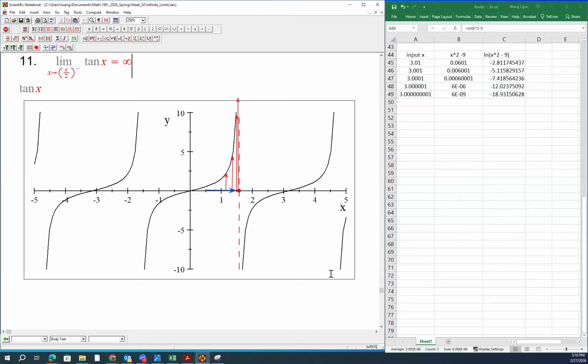So we can learn a lot about it. You can think about, what if I approach pi over 2 from larger than pi over 2? That's going to be approaching negative infinity, even though we didn't ask that question.